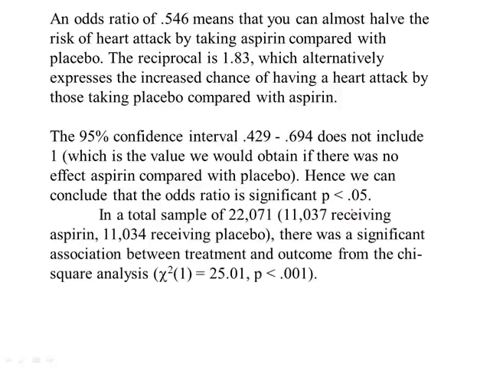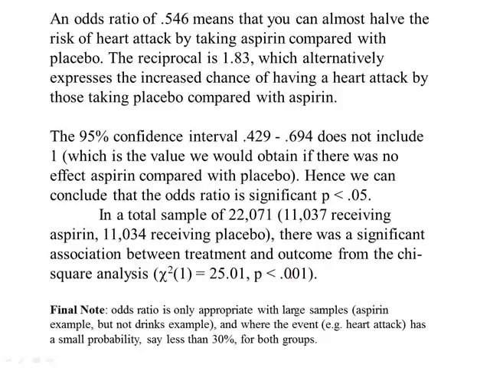So in our total sample of 22,071 people, there was a significant association between the treatment and outcome from our chi-square analysis, which is reported here. And as a note, odds ratio, as I mentioned, is really only appropriate with large sample sizes like we have here. So if you did it with the drinks example, it wouldn't really make as much sense. And we want to use it when the event we're talking about, for example, heart attack, is something that has a low prevalence or low probability, so something that affects less than 30% of our groups.